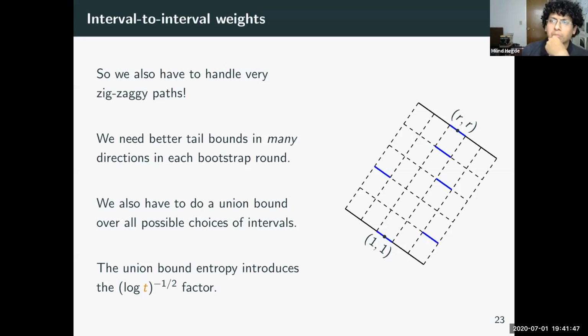So if there are any questions at this point, please do ask me. This will be the end of the upper tail argument. Okay. So we can go on to the lower tail then.